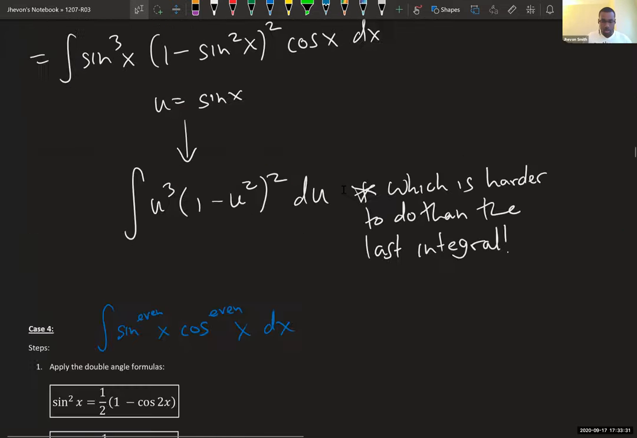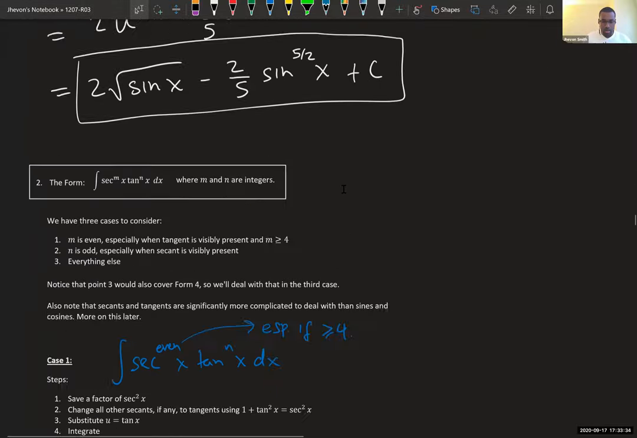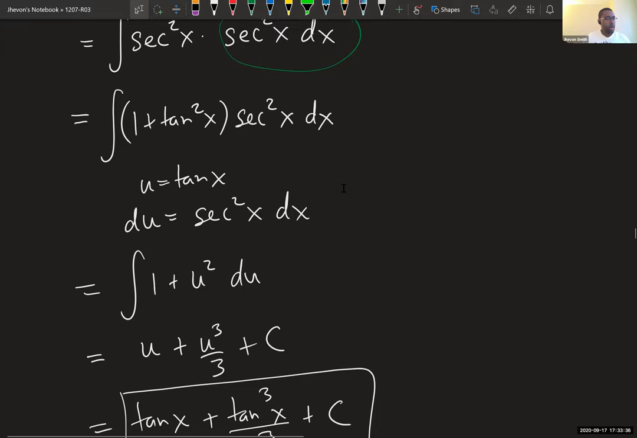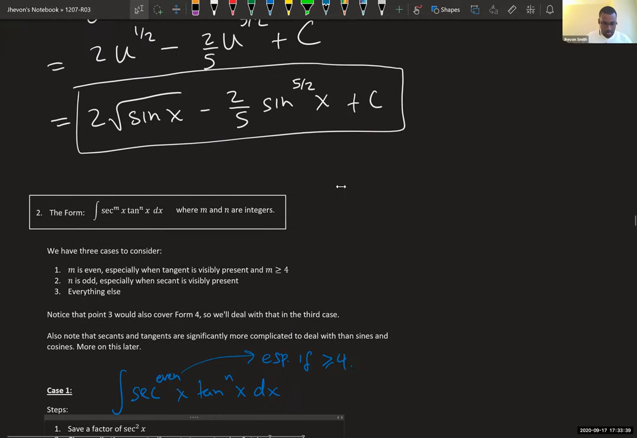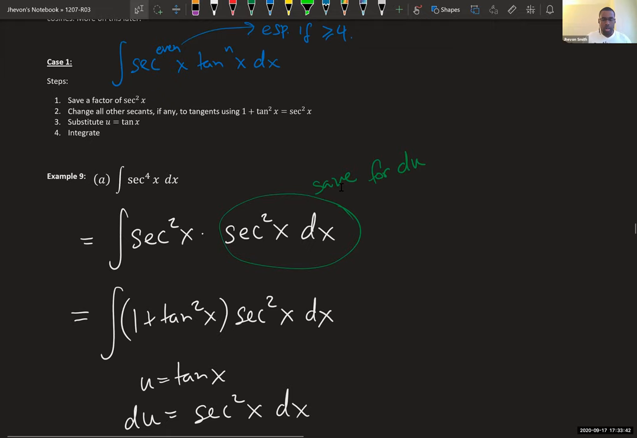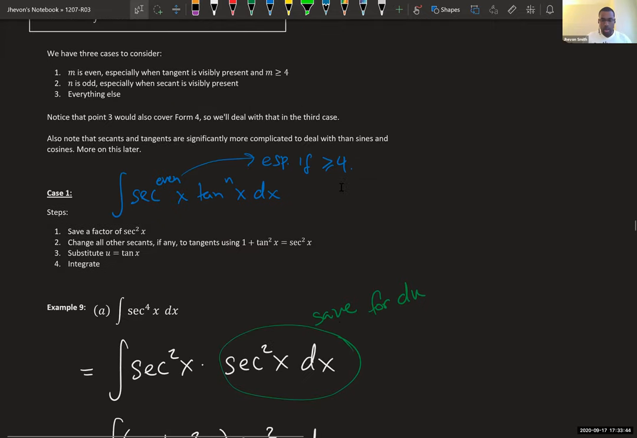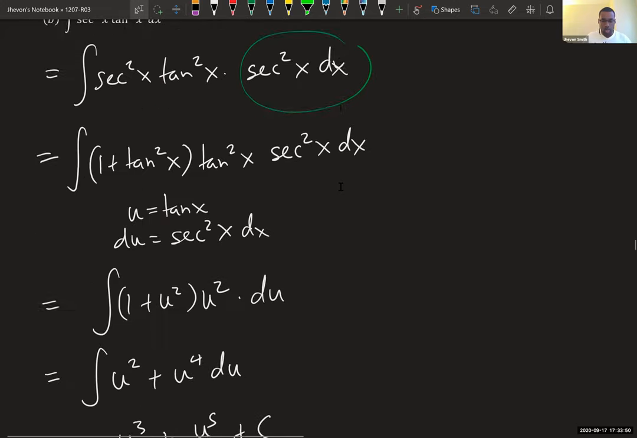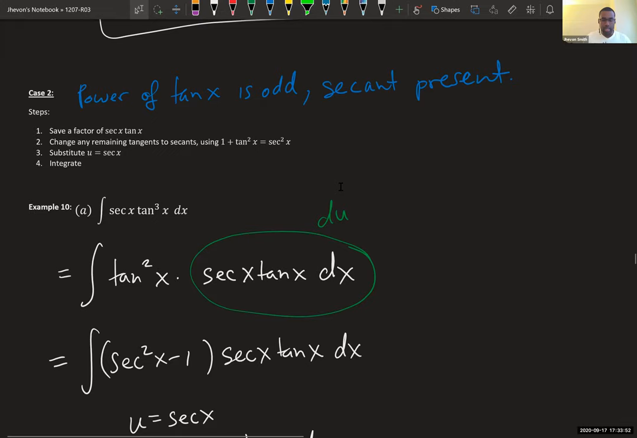Then we moved on to secants and tangents, and I believe we covered two of those cases. We covered the case where the power of secant was even. This is especially useful when it's greater than or equal to four. We covered the case when the tangent is odd and secant is present. And I got a question in an email, which I should mention here. What if you're in both of these situations? The secant is even and the power of tangent is odd. Well, you do whichever one is easier.